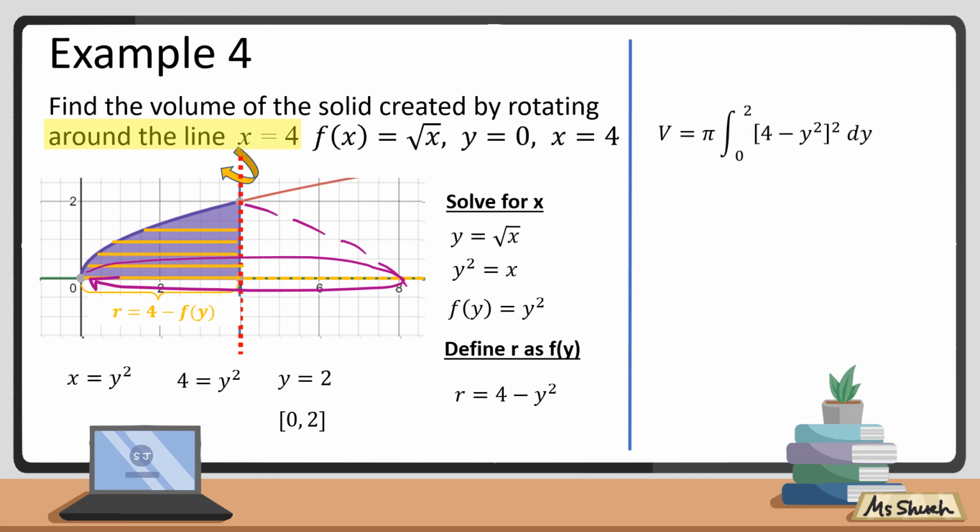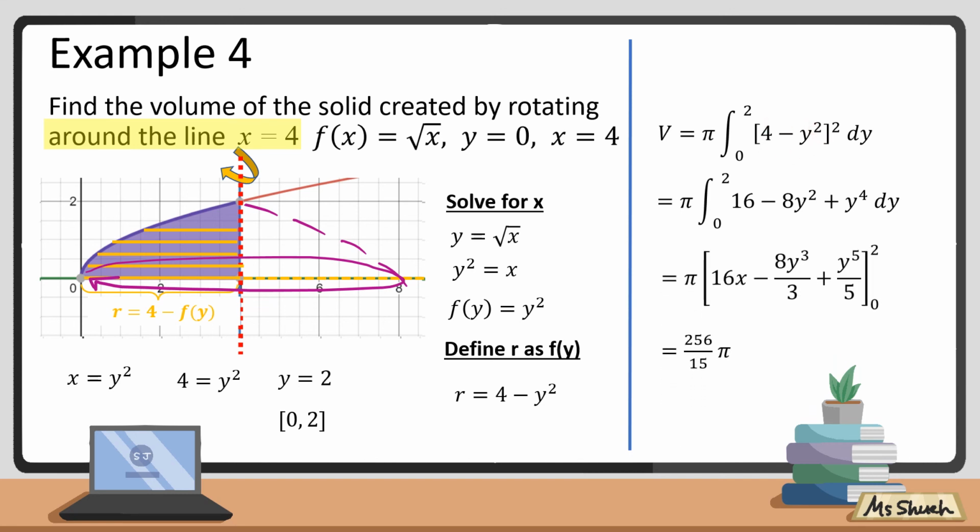Let's go ahead and plug this information into our formula. Again, with these types of integrals where we have just a binomial squared, it is easiest to multiply it out. Again, this is our radius squared. We're going to integrate, evaluate our integral, and it rounds to about 17.667.